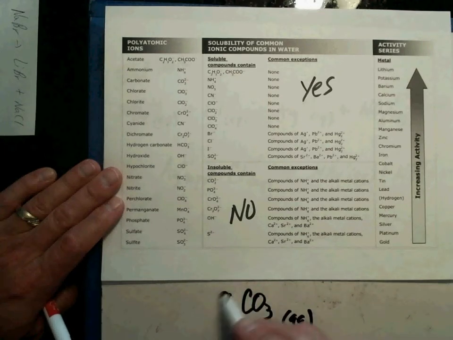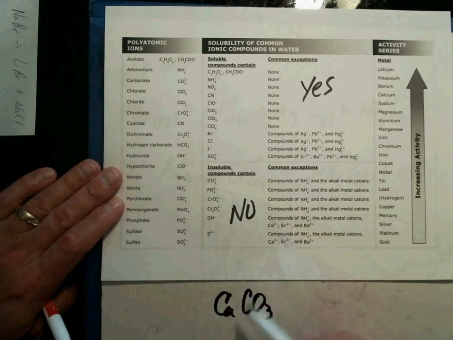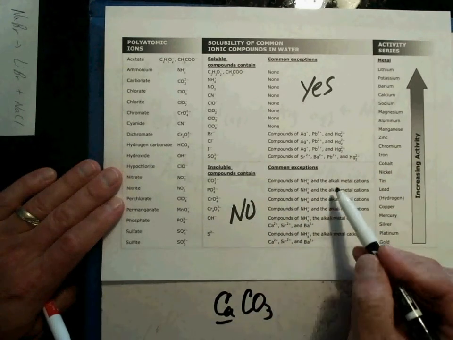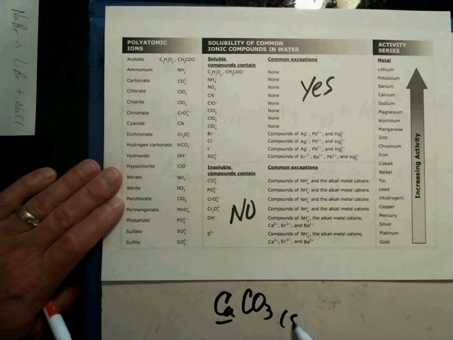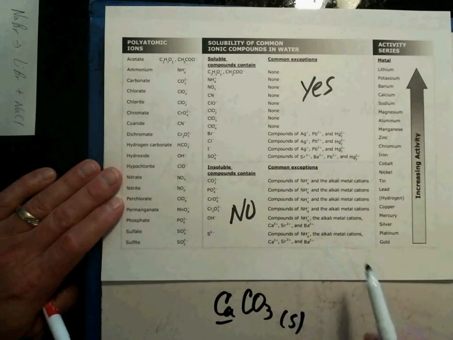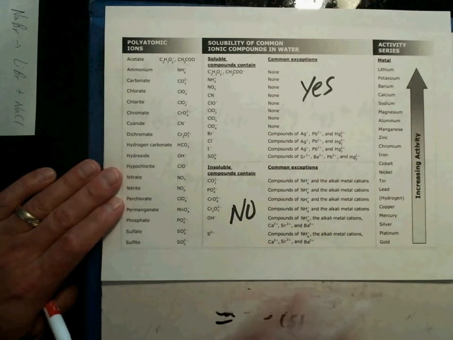But if it was calcium carbonate, all right, follow the rule. Carbonate's a no. All carbonates, is this an exception? Calcium is in the second column. That's not an alkali metal, so this is a solid. Okay? So these are all the yeses, these are all the nos. There are a few exceptions, so you can use this to help you. Now you may think, why am I showing you that?